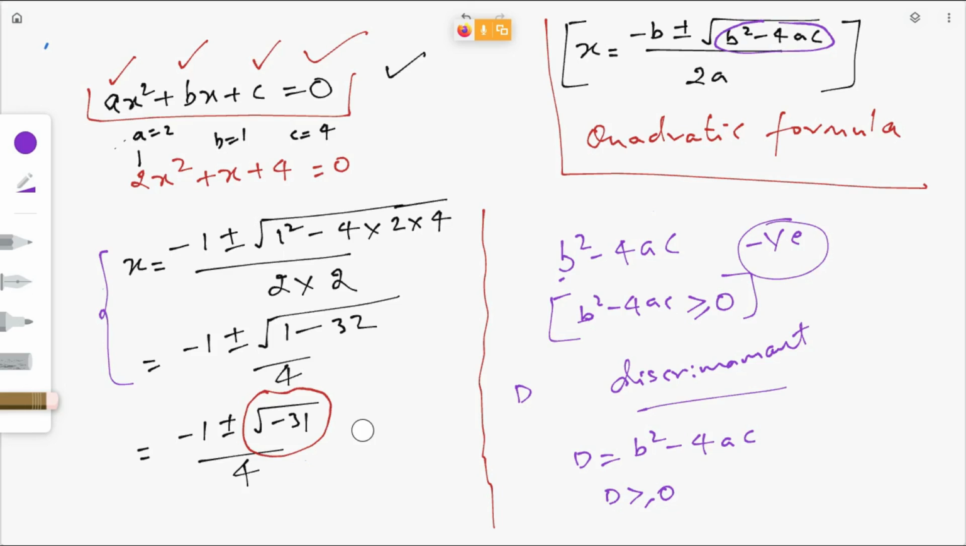Okay, same from third exercise, second main. Read the question. Find the roots of the quadratic equation given in question number 1 by applying the quadratic formula.